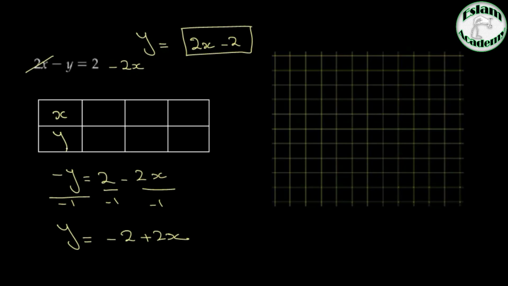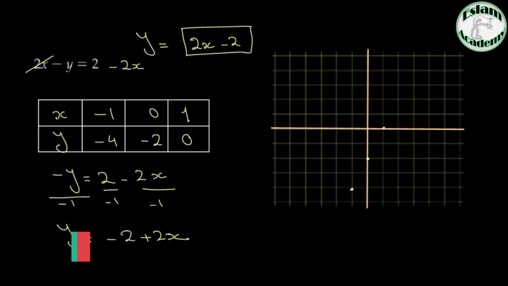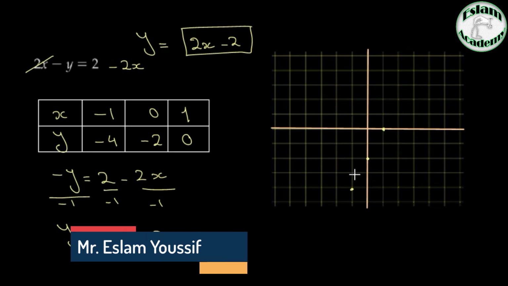So that's x and that's y. We can choose any values like negative 1, 0 and 1. So it would be negative 1: 2 times negative 1, negative 2 minus 2 equals negative 4. 2 times 0 equals 0, minus 2 equals negative 2. 2 times 1 equals 2, minus 2 equals 0. The points are (-1, -4), (0, -2), (1, 0). Then we can graph the line.